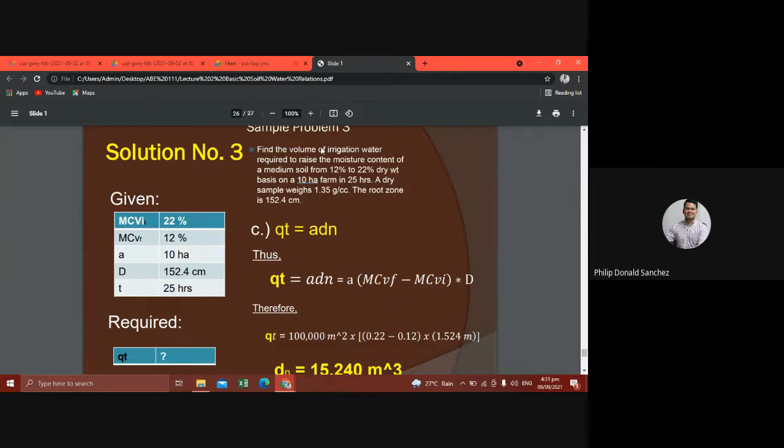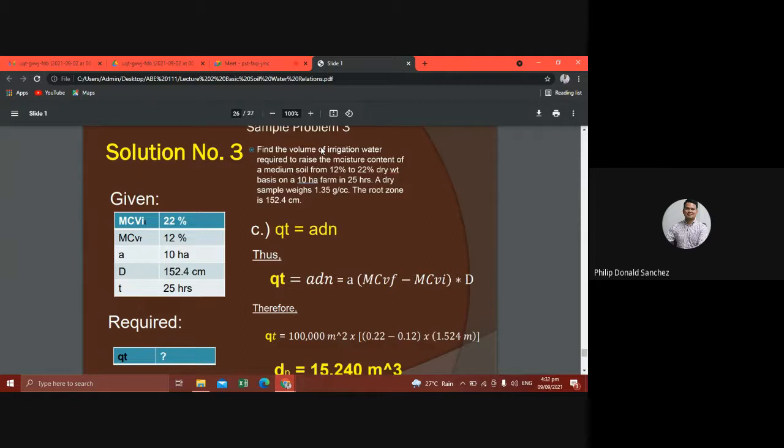Got it? For example, the problem earlier at the very start gave the volume of soil, the initial weight of soil, and the weight after drying. So you get the moisture content and convert it to percent before inputting. What's nice about problem number 3 is that it already gave the moisture initial and final in percent, so you use them automatically, and then it gave the root zone.